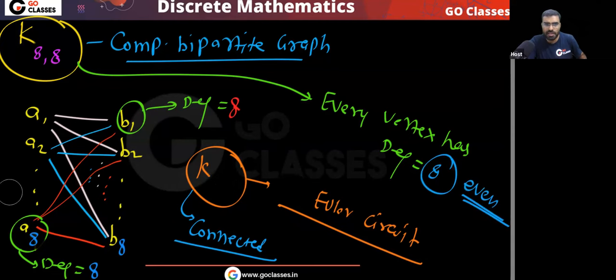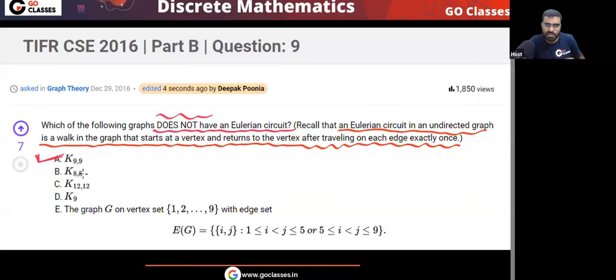So I can say in this K88, that is connected also. Every vertex has even degree also. So yes, there is an Euler circuit. So I can say, yes, there will be an Euler circuit here. Yes or no? The question is asking which does not.